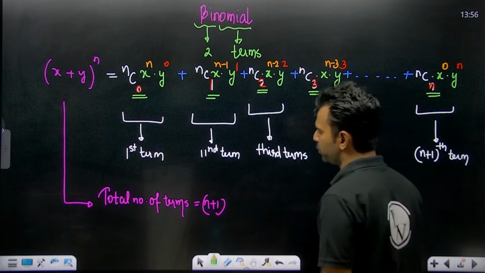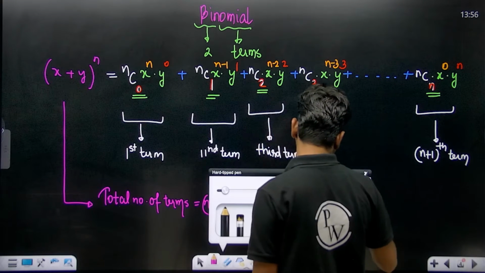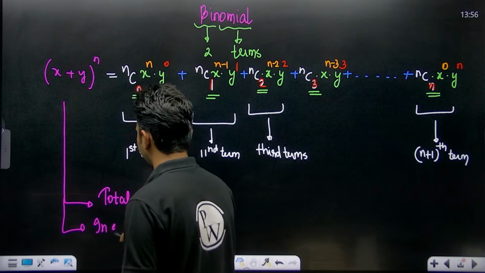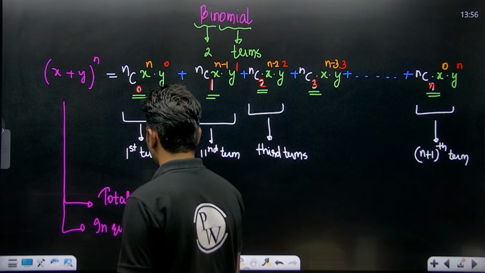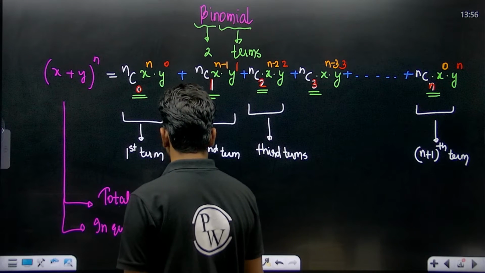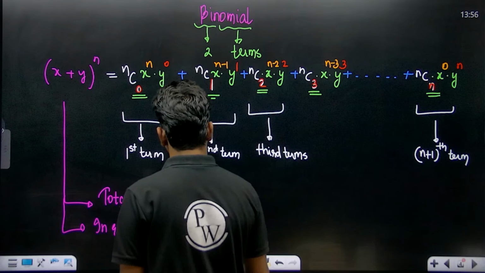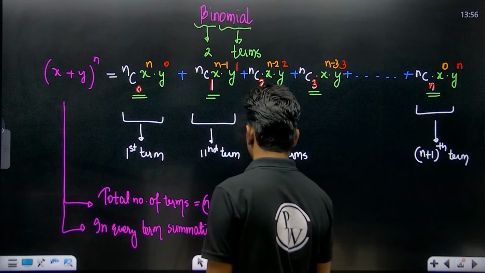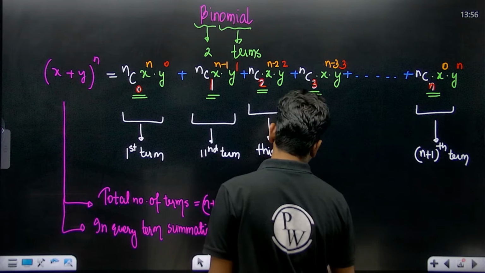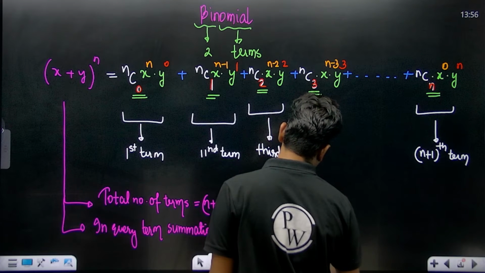Number 1. Number 2, if you see over here, in every term, the summation of the powers of x and y is equal to n.